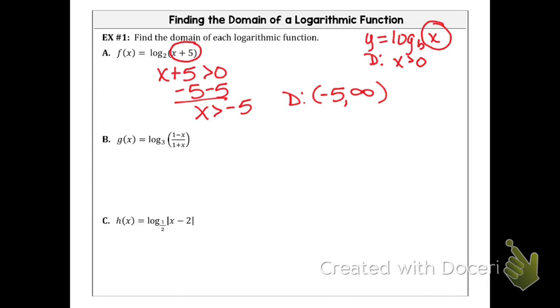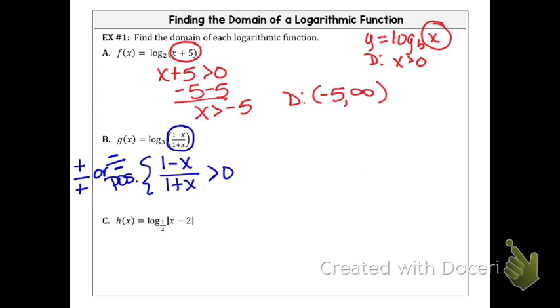Now for B, we're going to have to think a little bit more. But first, it starts out the same way. We know that this has got to be greater than 0. So 1 minus x over 1 plus x has to be greater than 0. Well, what kind of numbers are greater than 0? Positive numbers. So that means that this fraction is going to have to be positive. How can I get positive when I'm dealing with a fraction? Well, first thing, if I have a positive over a positive, that's positive. Or I could have a negative over a negative because that'll make it positive as well. So I have to look at two different scenarios here and see which one would be true.